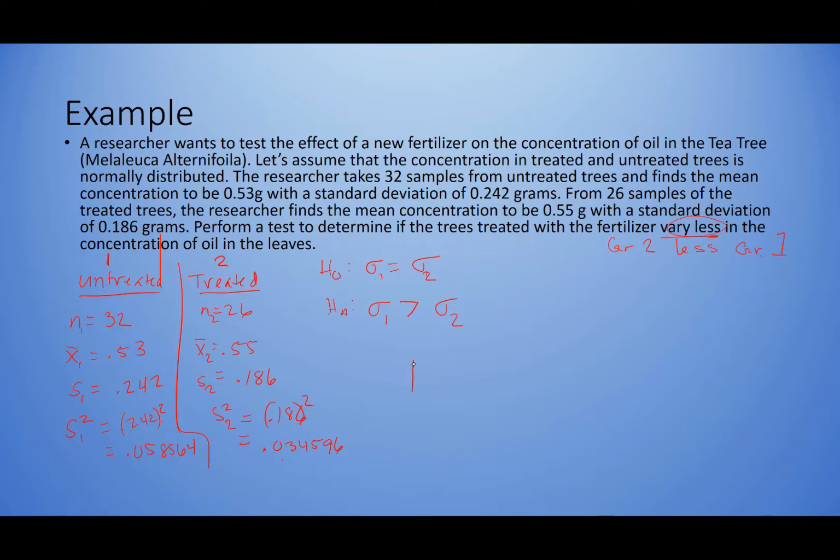We can go ahead and compute our test statistic. So my test statistic says I need to take my variance from group 1, 0.058564. I need to divide that by my variance from my second group. And when you do that computation, you should end up getting 1.6928 approximately. So this right here would be our test statistic. Then from there, you would have to decide if you wanted to use the p-value method or the critical value method to determine if you're going to reject or fail to reject your null hypothesis.